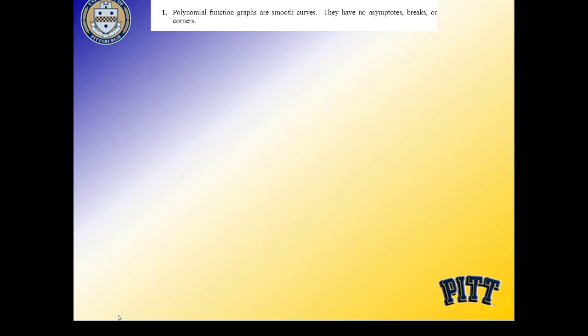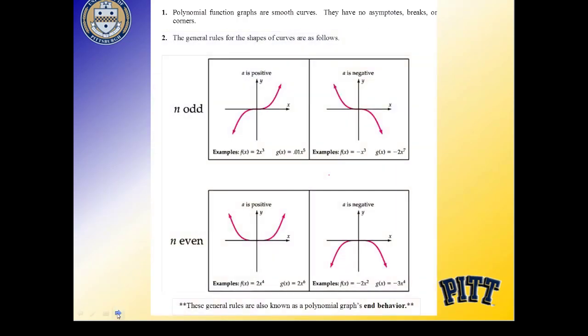So, number one, it says polynomial function graphs are smooth curves. They have no asymptotes, breaks, or corners. Some general guidelines. This is the way I state them, okay? If I have an odd degree polynomial, which means that the highest power of x I have in that polynomial is odd, then I'm going to expect that the two ends of the graph are going to point in opposite directions. Either one's going to point down and one's going to point up, or the left's going to point up and the other one's going to point down.